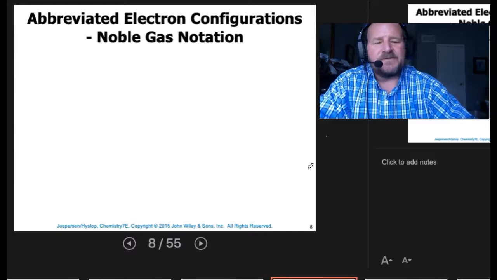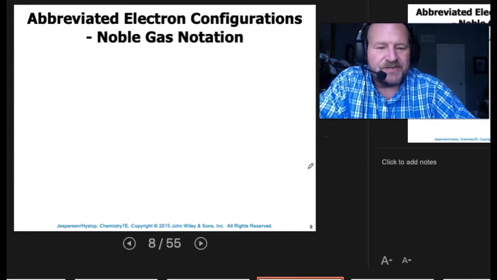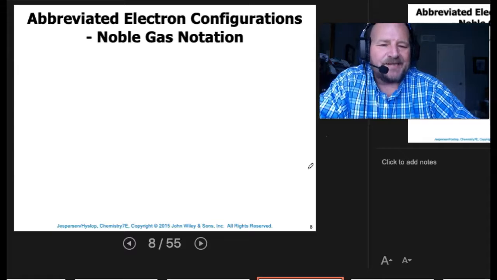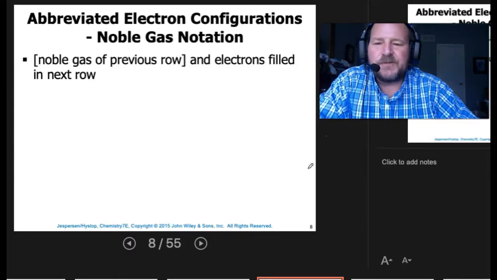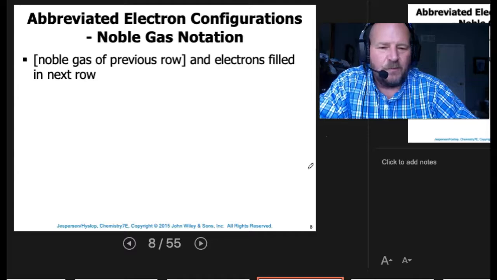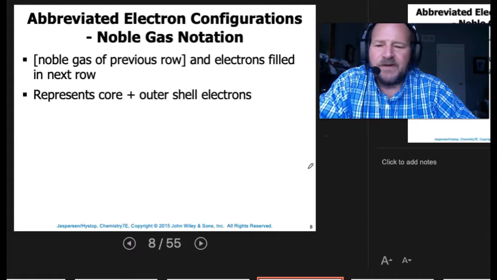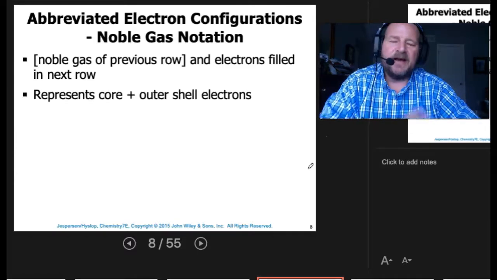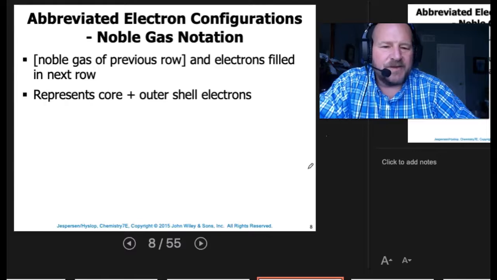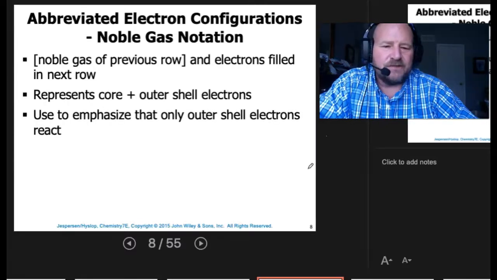So a lot of times what we're going to do when we're looking at electron configurations is we're going to go to the noble gas that's closest and then complete the rest of the configuration. So we'll take the noble gas of the previous row, we'll put that in brackets, and then fill it in with the remainder of just that outermost energy level. So basically we're going to represent the core with that noble gas, and then the outer shell will be the ones that we can actually see. Okay, and we'll use that to emphasize that only the outer shell of electrons are going to matter.